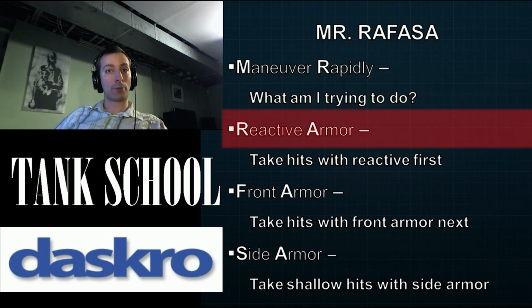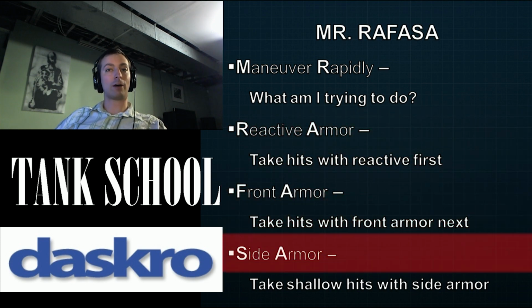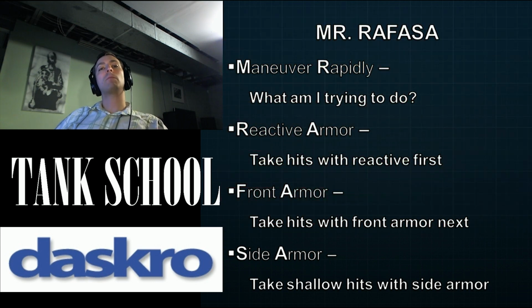Ra, reactive armor. Fa, front armor. Sa, side armor. I want you to think Mr. Rafasa whenever you're fighting. Maneuver rapidly. What is your objective? What are you actually trying to accomplish? Are you trying to kill a tank?